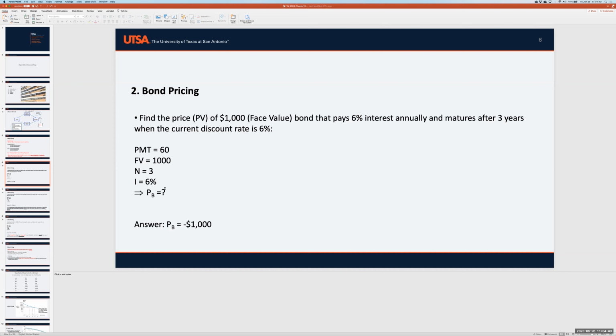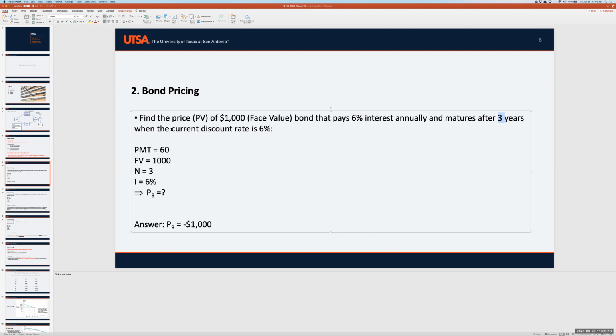So the question already gives us all the components for bond pricing. We already know the payment, which is 6% interest payment annually. This is important. And how can we find the payment? Payment is just the 1,000 face value multiplied by 6%, which is 60. 60 is the payment per year. So every year the bondholder gets paid $60. And the future value is 1,000, the number of periods is 3 years, and the interest rate is 6%.